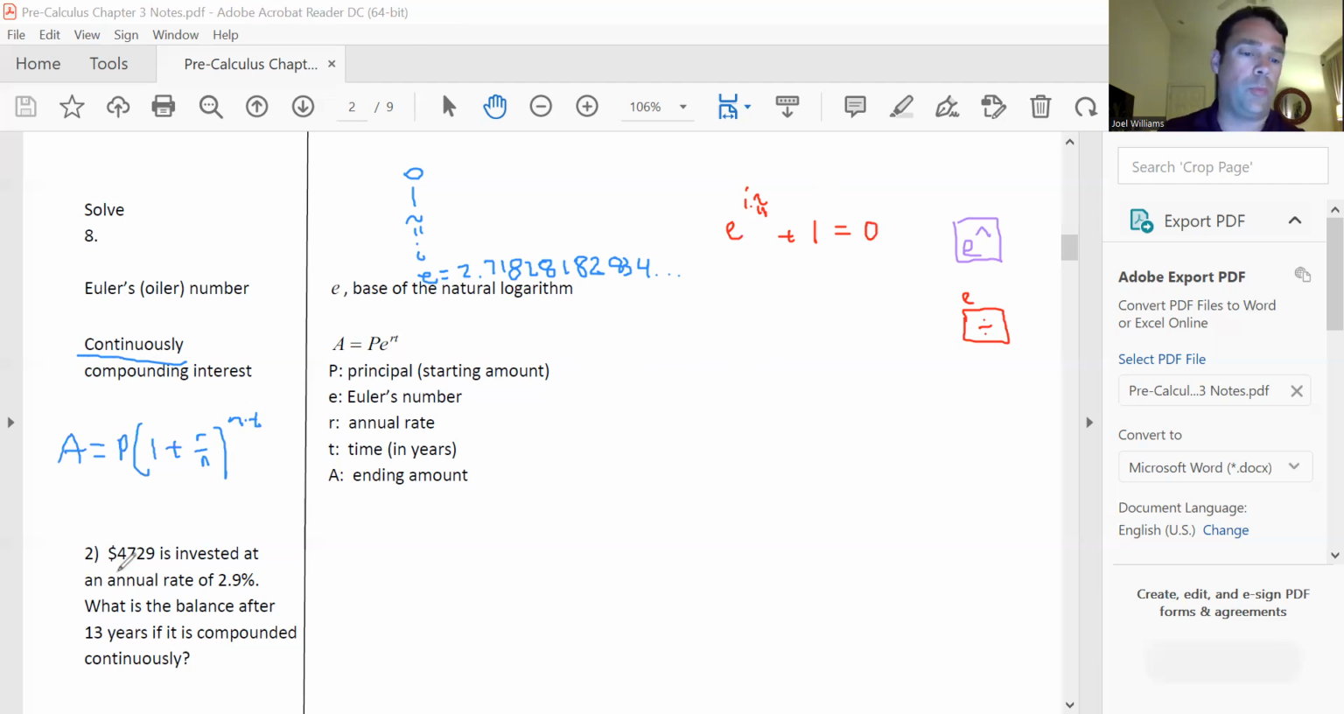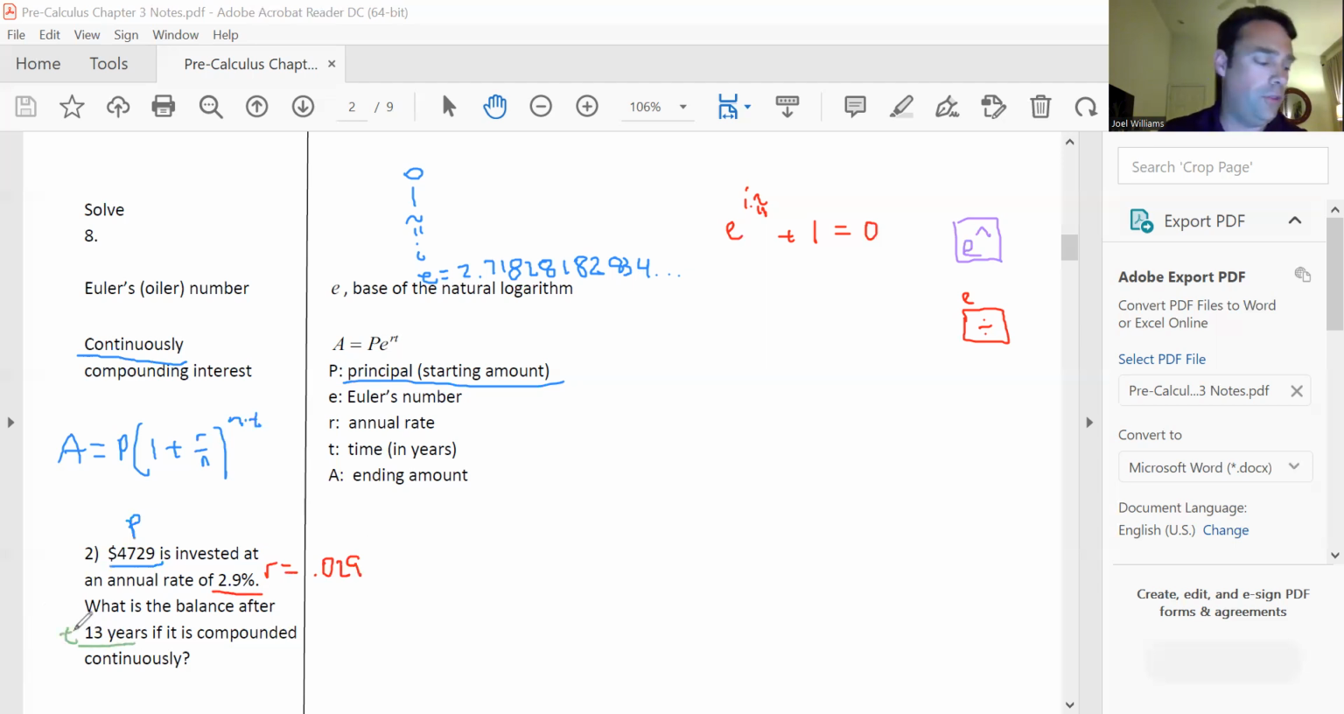We're going to do a real quick problem here. P is the starting amount, so if you look at our problem here, here is our P value: $4,729 is invested at a rate of 2.9. That is your R value. But remember, we have to change that into a decimal, so it's not 2.9, it's going to be 0.029. And t is your time value, so the 13 years, that's your t value.